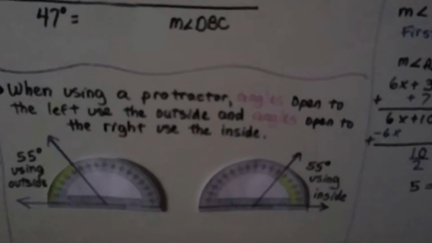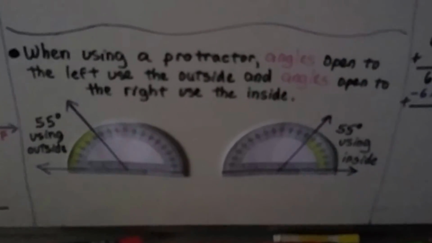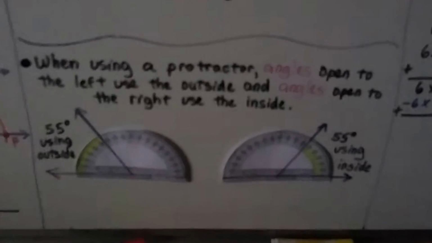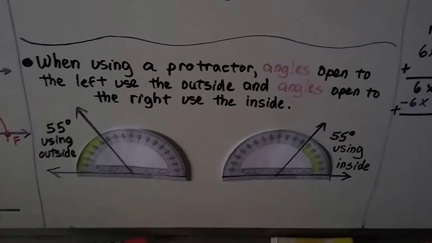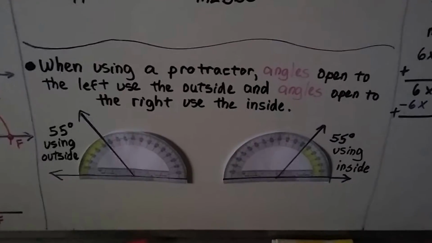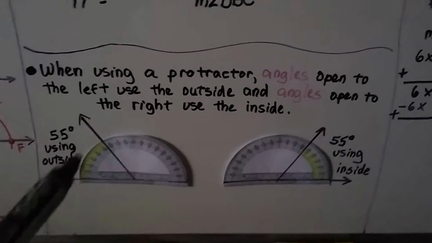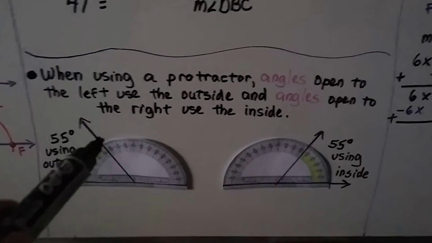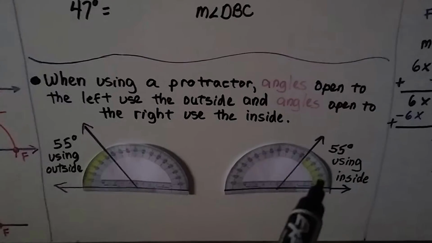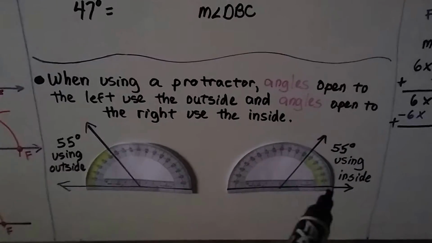And when using a protractor, angles open to the left use the outside angle. Sorry about the focus there. If it opens to the left, we're going to use the outside measures on the protractor. If it's opening to the right, we're going to use the inside measures.